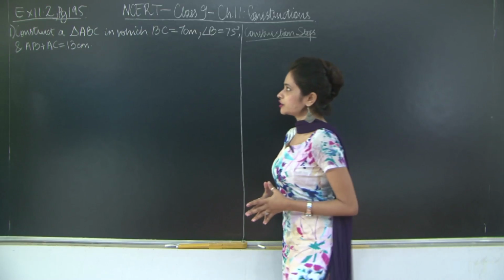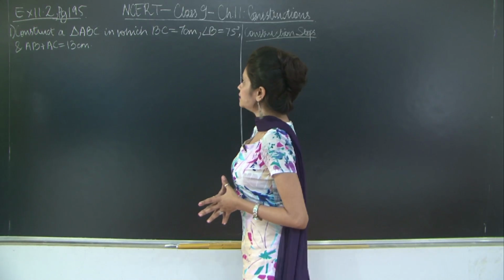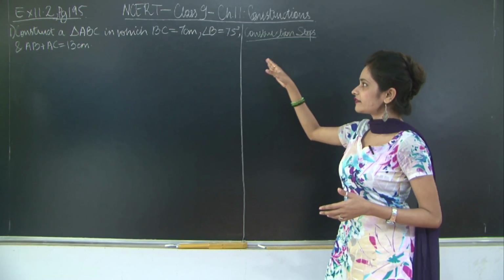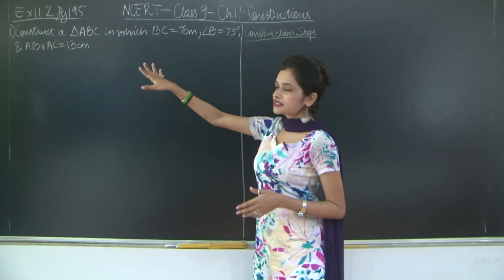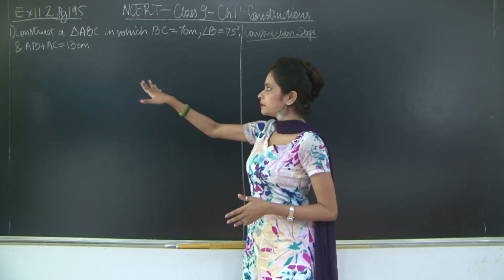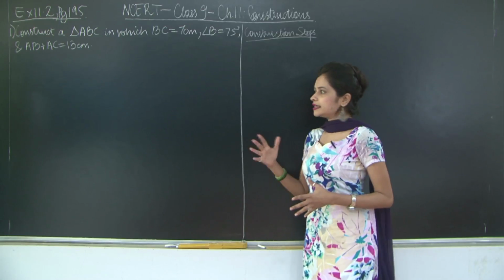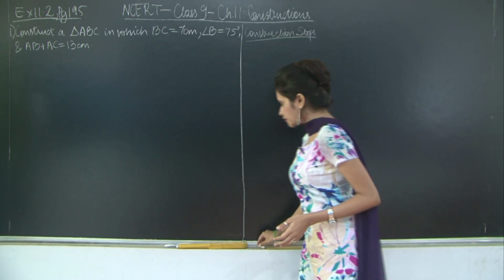So the first question, you need to construct a triangle ABC in which the base BC is 7 centimeters, angle B is 75 degrees and the sum of the remaining two sides, AB plus AC, is 13 centimeters. We have seen the basic constructions for these types of triangles. So let's get started. So how would we do this?